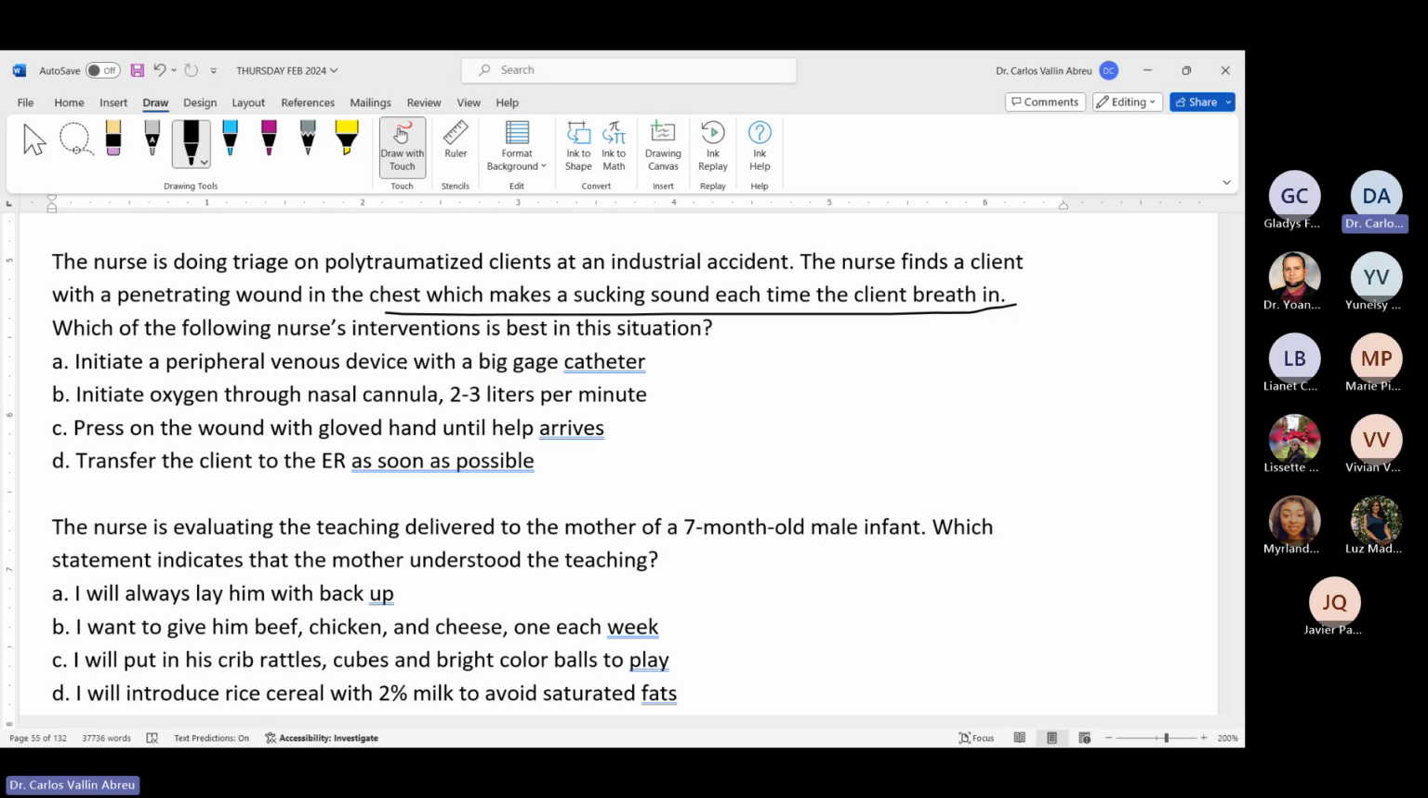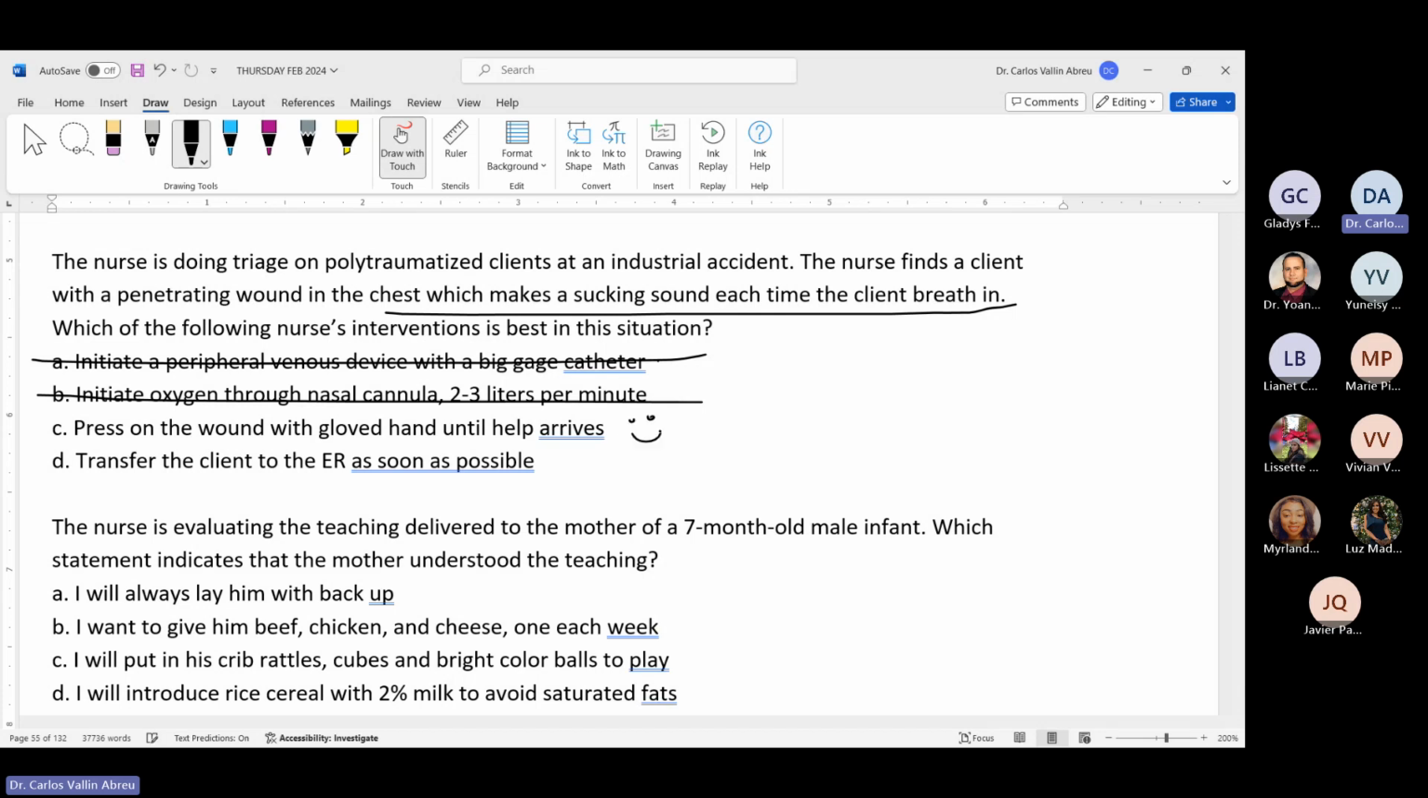Initiate a peripheral venous device with a large-gauge catheter. It is necessary, but it's not the most important. It is not going to prevent air from continuing to enter the pleural cavity. Initiate oxygen through nasal cannula at 3 liters per minute. It is important, but it's not the most important. The most important is to prevent air from entering beyond this moment and prevent the buildup of pressure inside the pleural cavity. And then you have: press on the wound with a gloved hand until help arrives.